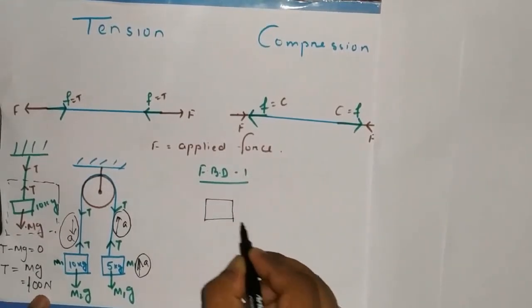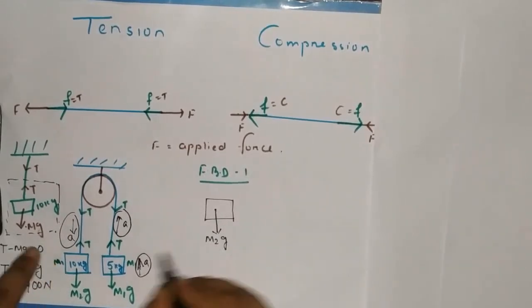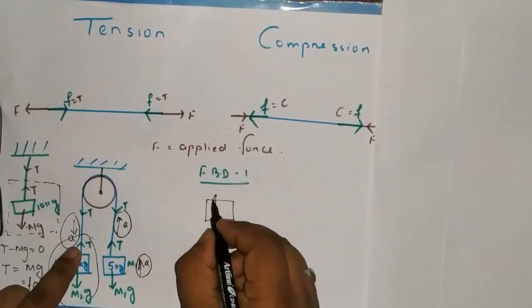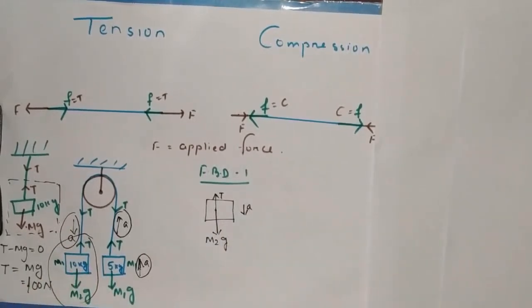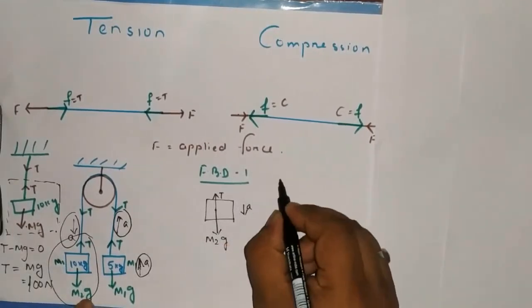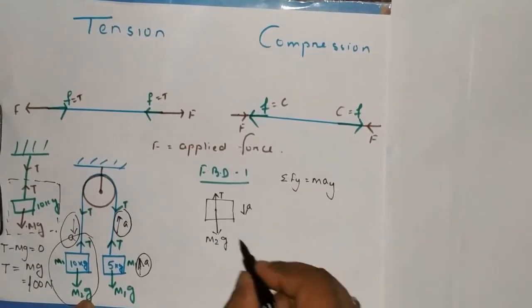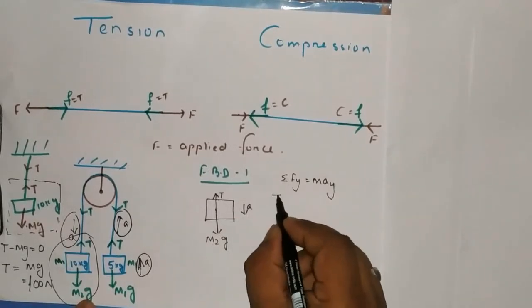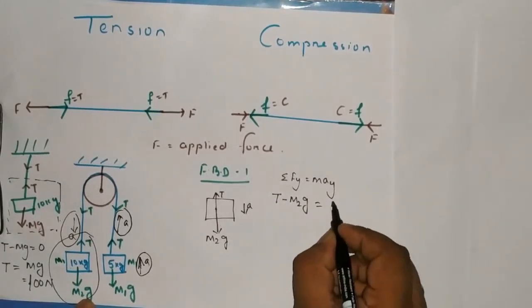What am I getting here? Who is acting downward? M2G. This is for body 1. Who is acting upward? Tension. What is the direction of acceleration? The body is moving downward. Shall we start now? Let us apply. This is the y-axis. Summation of Fy equals My. So what is Fy? Let us consider it here. T is plus, M2G is minus, equal to My.